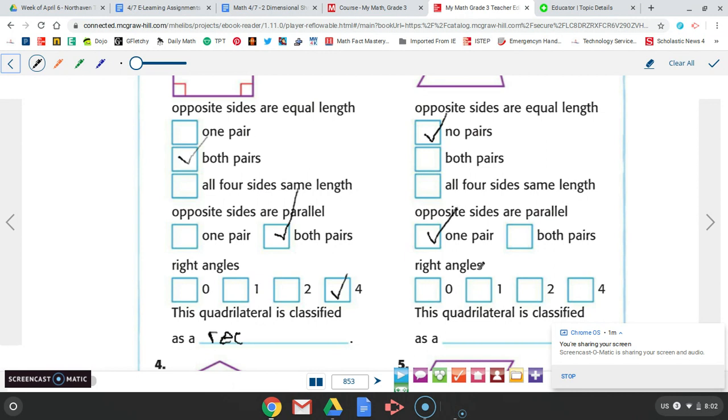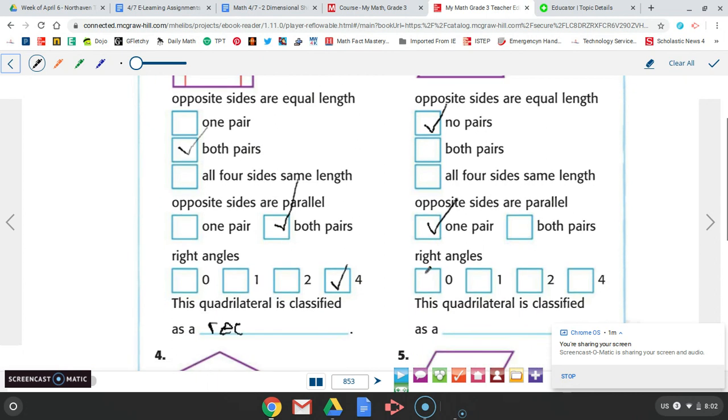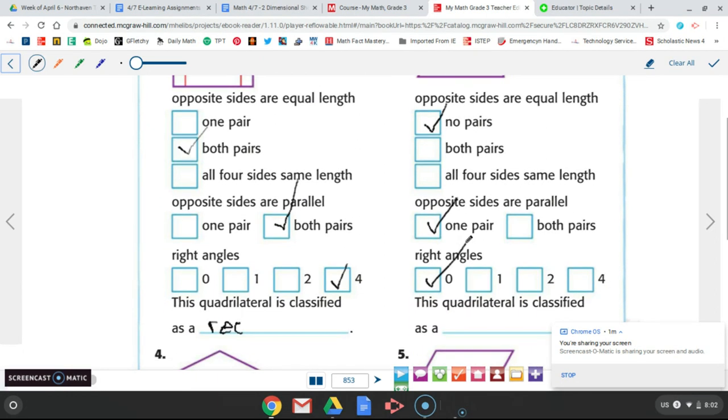So now we're going to think about right angles. Do you see any right angles in this shape? Remember, right angles make these nice square corners. I don't see any corners that look square. So that means there are no right angles.